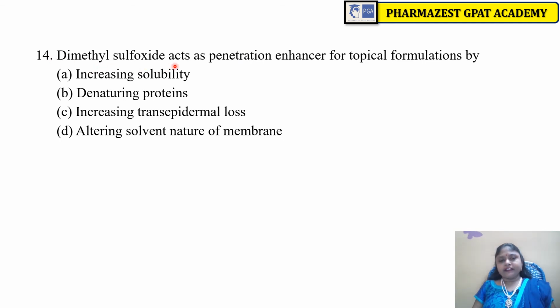Dimethyl sulfoxide acts as a penetration enhancer for topical formulations by A. increasing solubility, B. denaturing proteins, C. increasing transepidermal loss, and D. altering solvent nature of membrane. So what is the right answer? Dimethyl sulfoxide, DMSO, acts as a penetration enhancer in topical formulations by denaturing proteins.